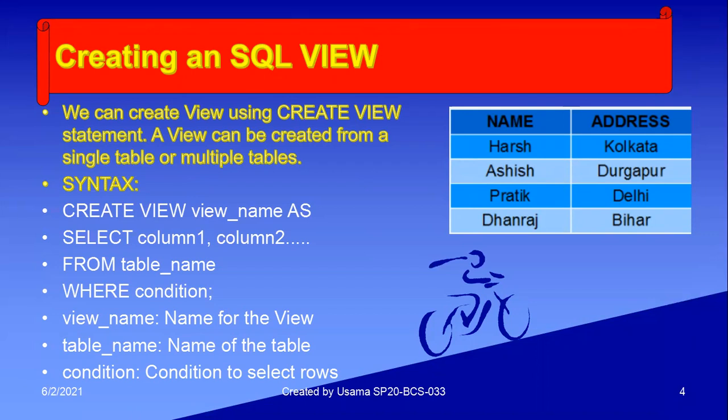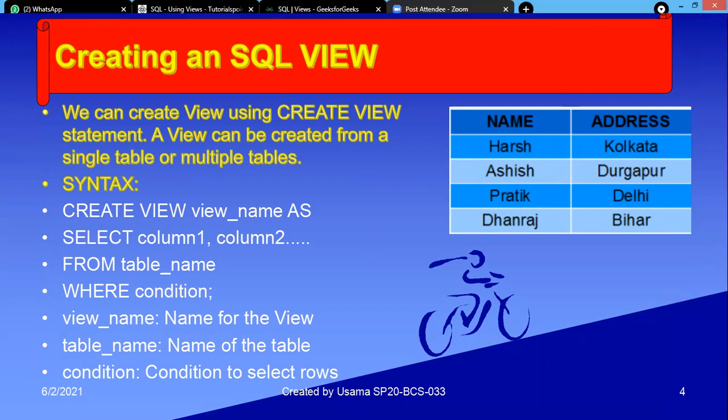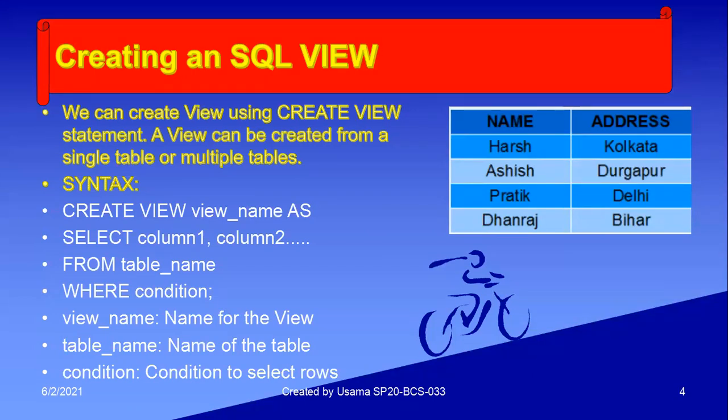We use the words CREATE VIEW view_name AS SELECT column1, column2 FROM table_name WHERE condition. View name will be the name of the view, table name will be the name of the table, and condition will select the rows to which we are going to apply the condition. So this was all about how to create a view from a single table. We can also create views from multiple tables. So this was all about how we can create a view in SQL databases.